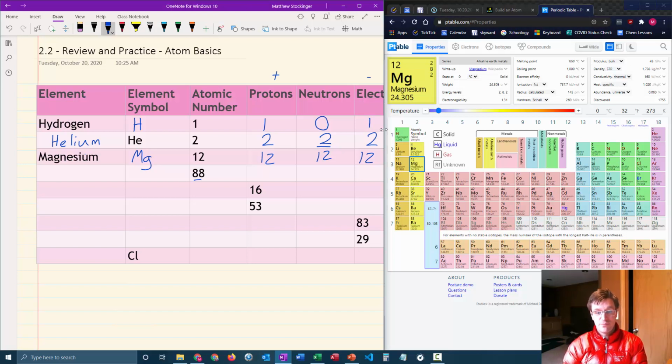Next row, atomic number 88 is down here. That is radium. This is a famous element because Marie Curie worked on this. Very radioactive element. It's so radioactive that it glows. Atomic number 88 means 88 protons and 88 electrons. Mass is 226. So 88 plus something has to add up to 226.